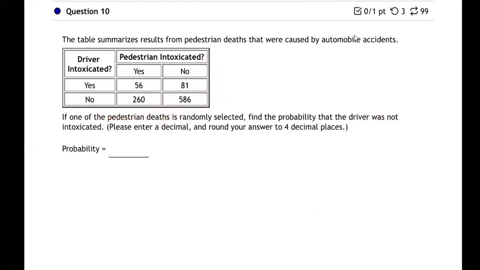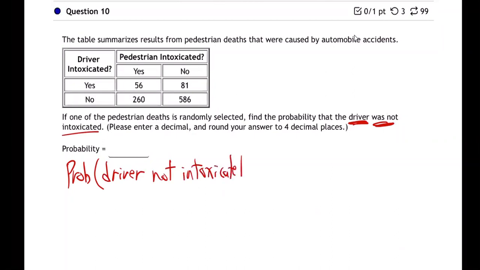All right, so being clear on the table, let's go for the question. If one of the pedestrian deaths is randomly selected, find the probability that the driver was not intoxicated. So if we select one of these cases at random, that's what they're asking. Let me write it down: the probability, driver not intoxicated.